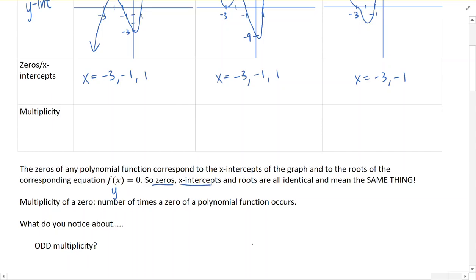The terms zeros, x-intercepts, and roots are all identical and mean the same thing. So whenever I use these terms, just know they all mean the same thing.